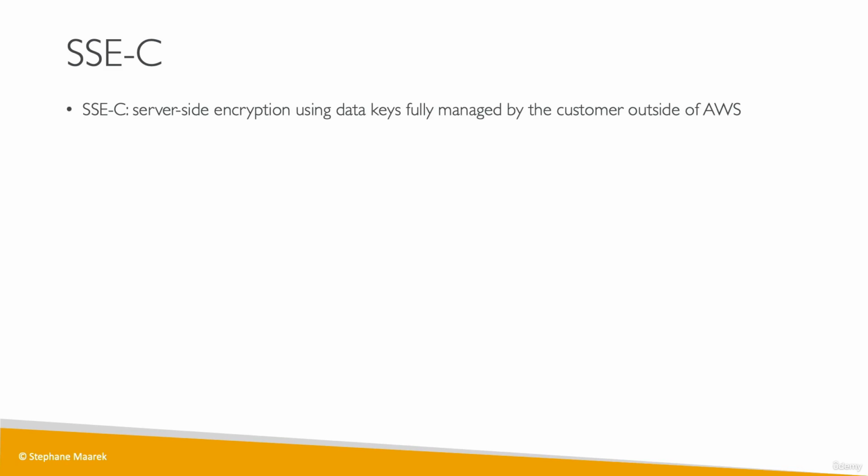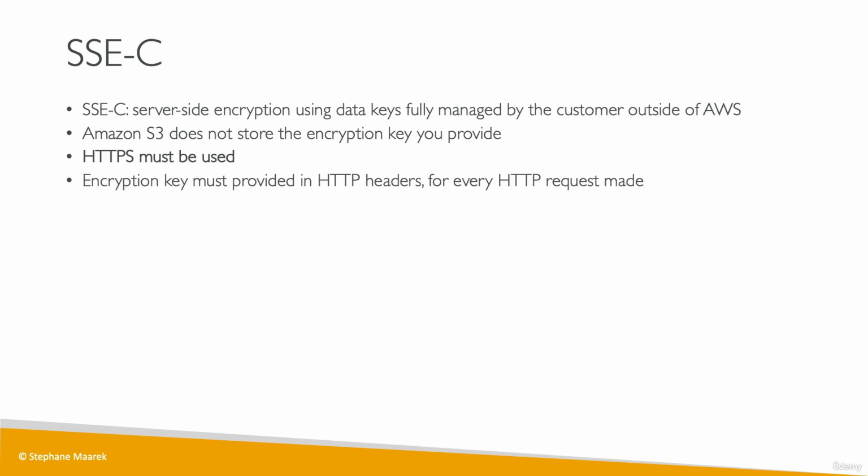Next, we have SSE-C, which stands for server-side encryption using keys that you provide yourself outside of AWS. In this case, Amazon S3 does not store the encryption key you provide. It will absolutely have to use it because it needs to do encryption, but then that key will be discarded. To transmit the data into AWS, you must use HTTPS because you're going to send a secret to AWS, so you must have encryption in transit. The encryption key must be provided in the HTTP headers for every HTTP request made.